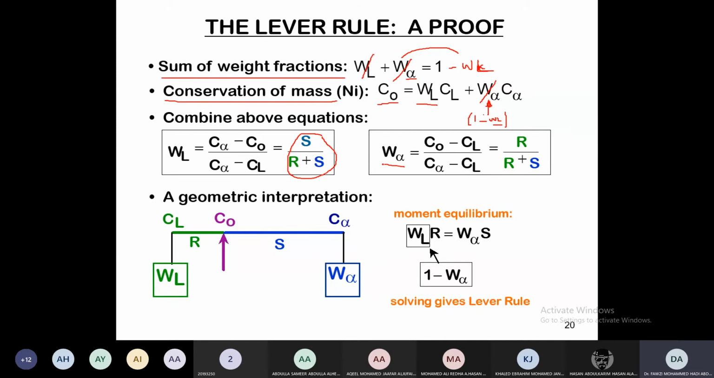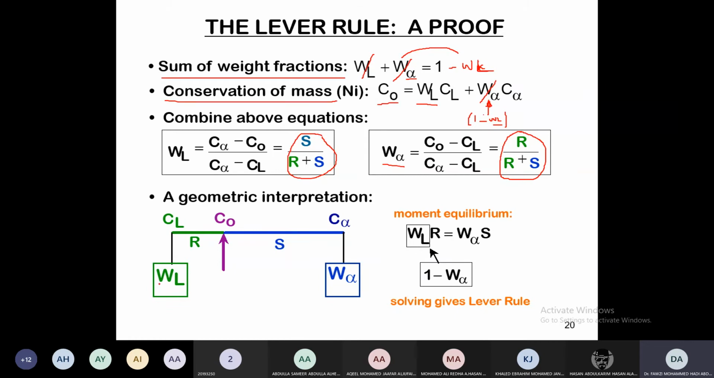You can do the same thing with the weight percentage of the solid. Instead of moving that there, we will be moving this there, and we substitute there, and we will get the same formula for the lever rule. Another way of looking at this is a geometric interpretation. Basically, you have an equilibrium case.